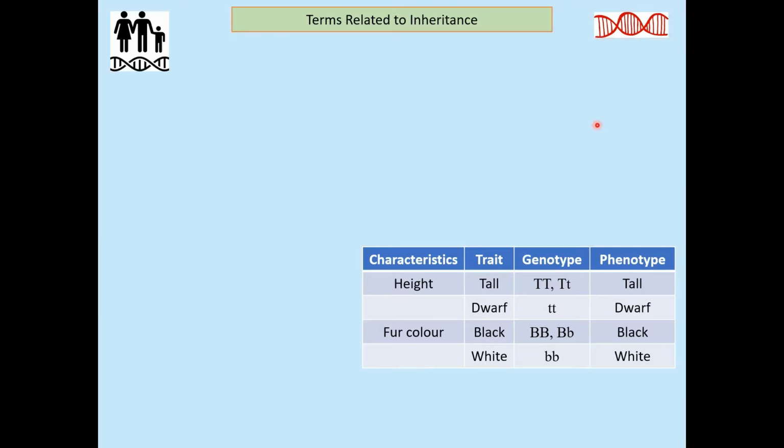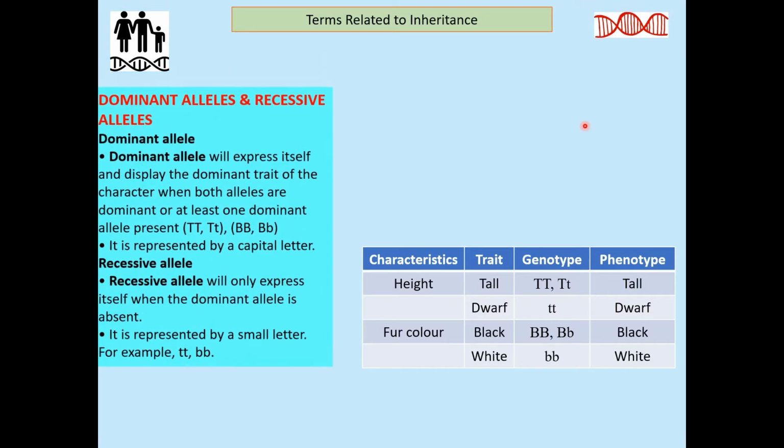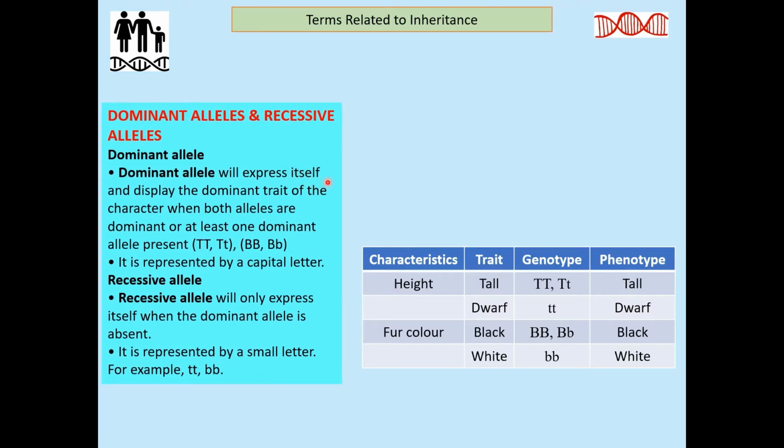Dominant allele and recessive allele. A dominant allele will express itself and display the dominant trait of the characteristic when both alleles are dominant, or at least one dominant allele is present. For example, this one, big T, or at least one dominant allele, big T and small t. It is represented by a capital letter.